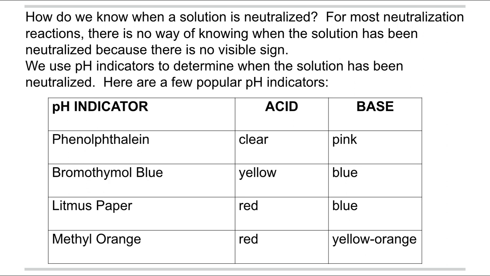Bromothymol blue is yellow in an acid and it's blue in a base. Litmus paper. You probably came across this one in grade 10 science, but this one is red in an acid and it's blue in a base. And then methyl orange is another popular one. That one is red in acid and it has a yellow orangish kind of color in a base. So, like I said, these are just a few of the popular indicators, but there are many more.